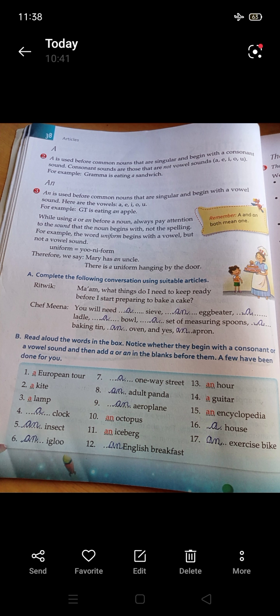So, A is used before a noun that is singular. Before a common noun that is singular and begins with a consonant sound.